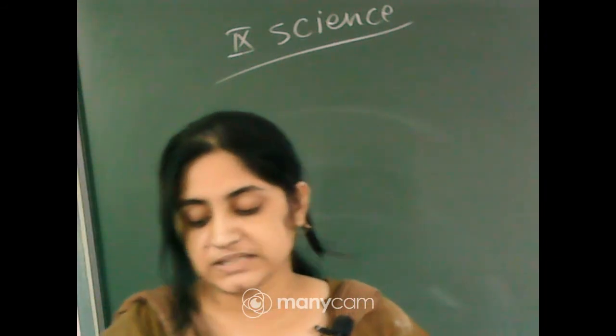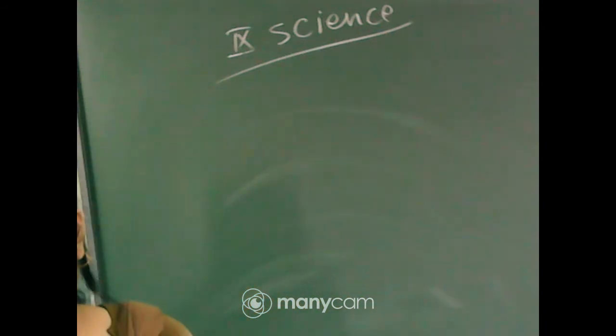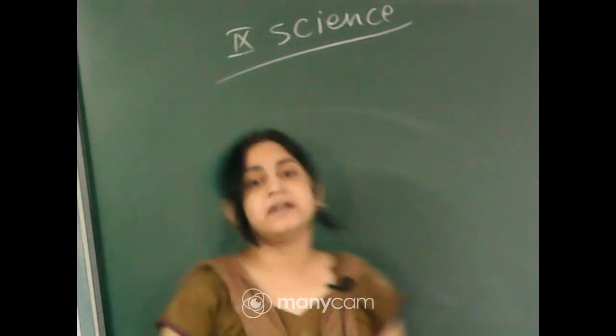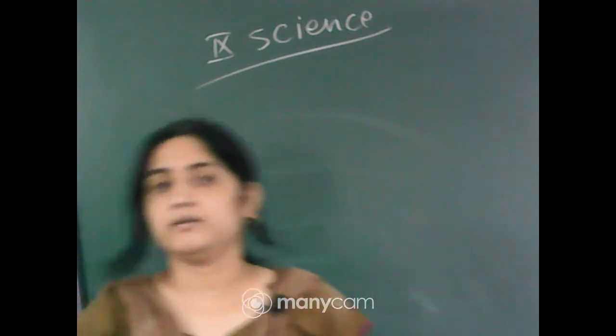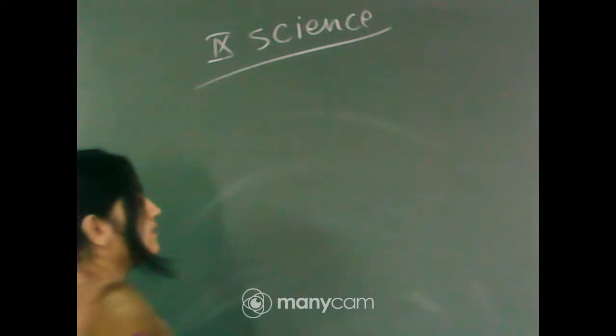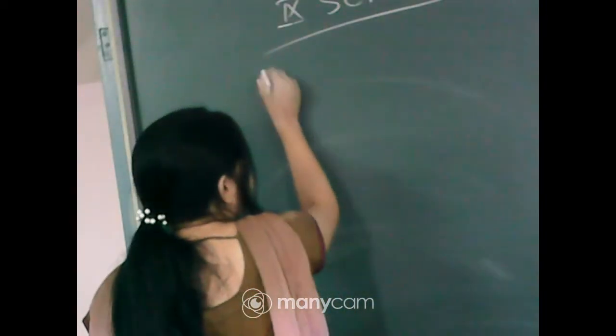First question: make a comparison and write down the ways in which plant cells are different from animal cells. There are so many differences between plant cells and animal cells. You have already learned about that. So what will be the answer of the first question? The difference between the plant cell and animal cell.